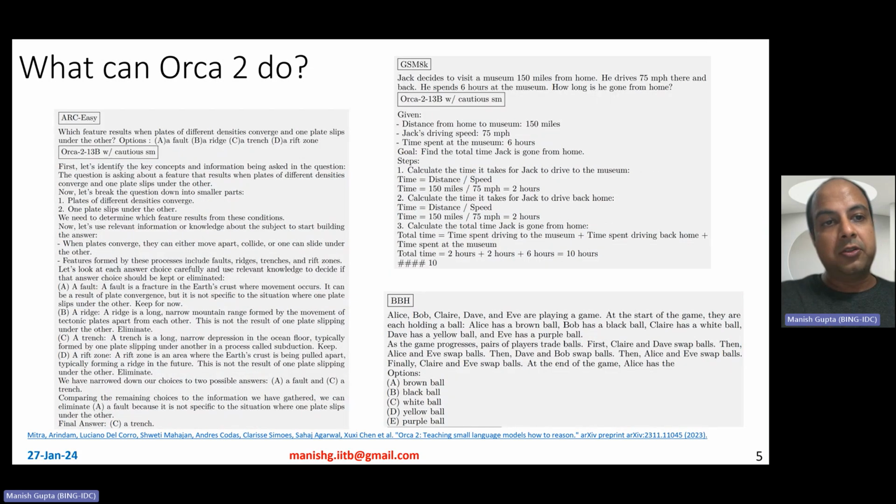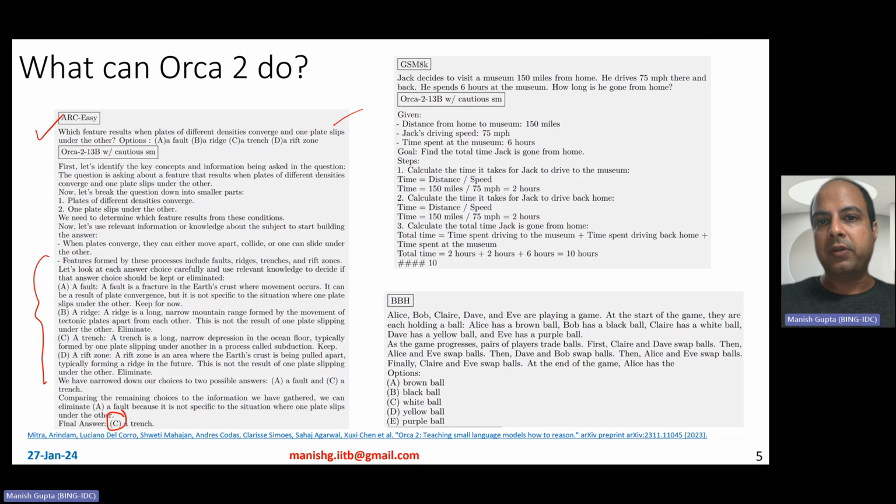Further, you can use Orca 2 to do other kinds of things like geographical things. So, which feature results when plates of different densities converge and one plate slips under the other? Is it a fault, a ridge, a trench, or a rift zone? Again, it makes use of the large parametric memory that it has, and the world knowledge in that memory, so as to reason about each of those options and then come up with a very reasonable answer.